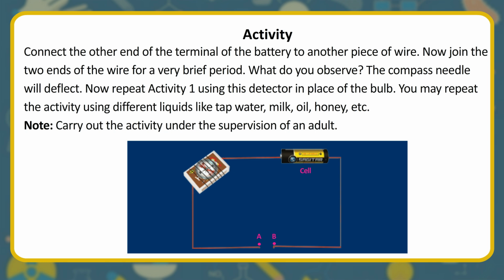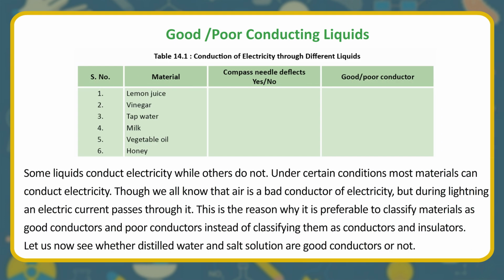Now repeat activity 1 using this detector in place of the bulb. You may repeat the activity using different liquids like tap water, milk, oil, honey, etc. Note: carry out the activity under the supervision of an adult. Good/poor conducting liquids. Conduction of electricity through different liquids. Some liquids conduct electricity while others do not.